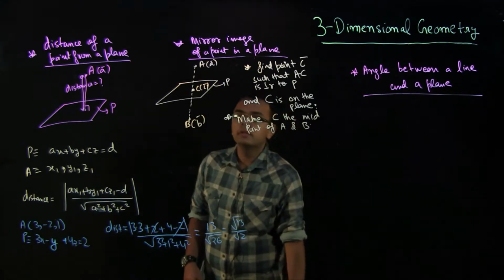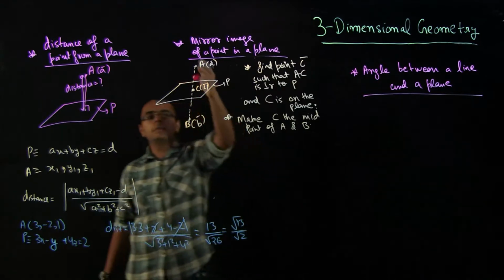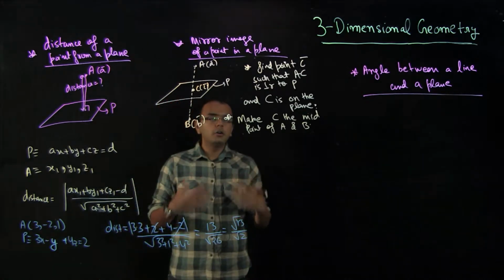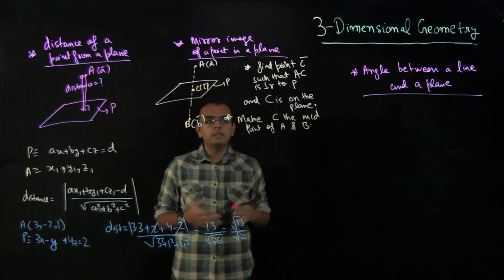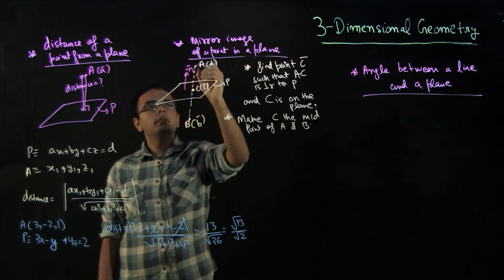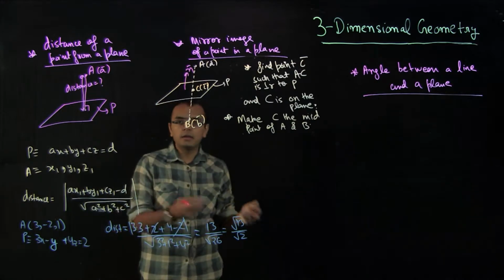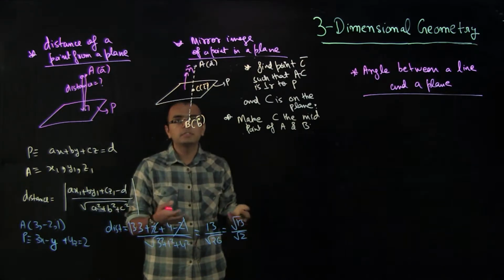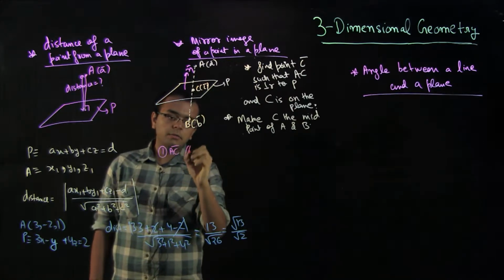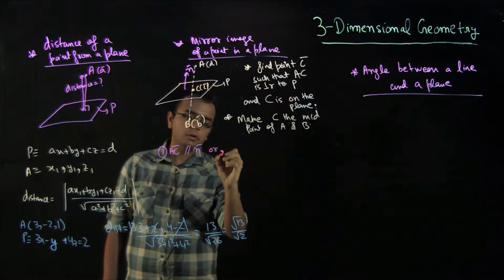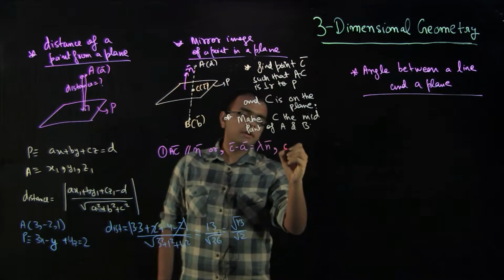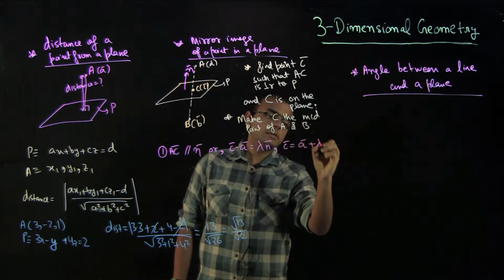So how would we go about this? It makes sense that whenever you have a mirror image, you drop a perpendicular, and that point becomes the midpoint. But how will you find the point C such that AC is perpendicular to P? In a plane there is a normal, so AC vector is parallel to the normal vector. That means C vector minus A vector is lambda n vector, or C vector equals A vector plus lambda n vector.